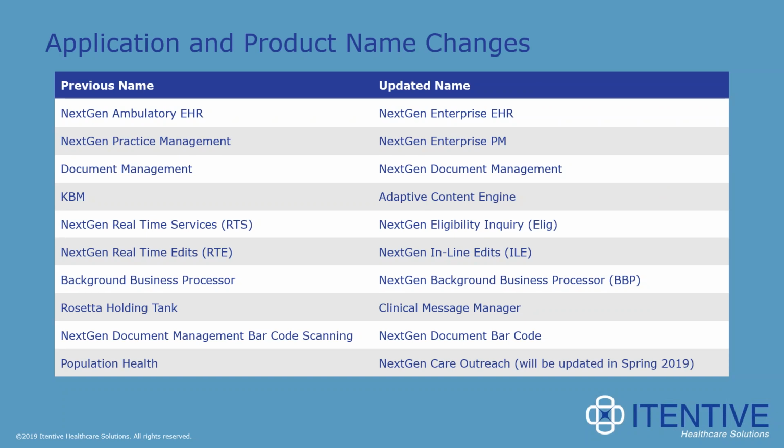Some of the other key changes are going to be RTS going to Eligibility Inquiry and Rosetta Holding Tank to Clinical Message Manager. Those, I think, are going to be the hardest to transition in my mind, whereas the EHR and PM, as well as you'll see document management and BBP aren't too big of changes, just slightly modified.